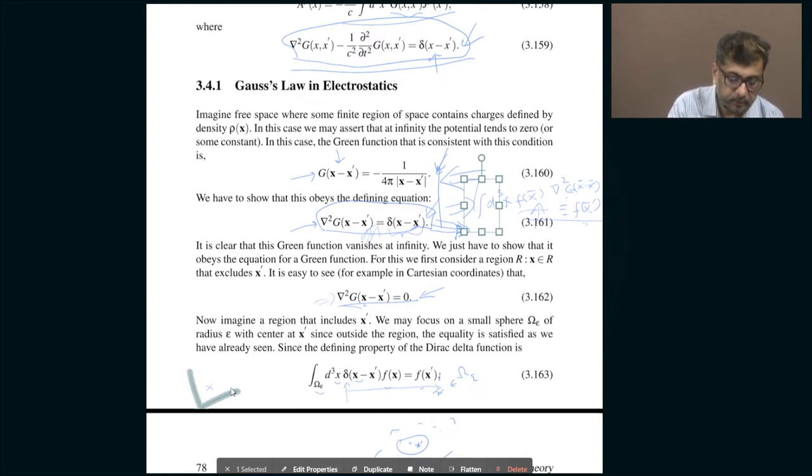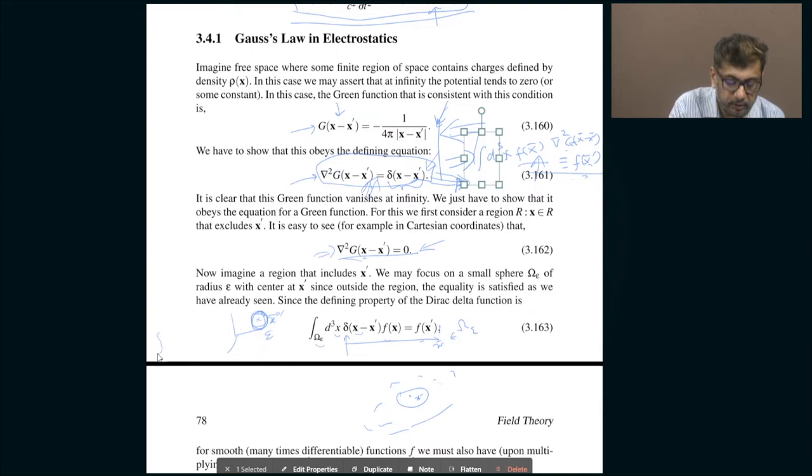So, let me write this coordinate system. Imagine you have a coordinate system and this is your x dash, and you have separated out a small sphere of radius epsilon around x dash and the rest. While doing this, you are supposed to integrate over all space, isn't it? This is what we want to prove. But I am going to split this up into two regions. One is region 1 where x is not equal to x dash.